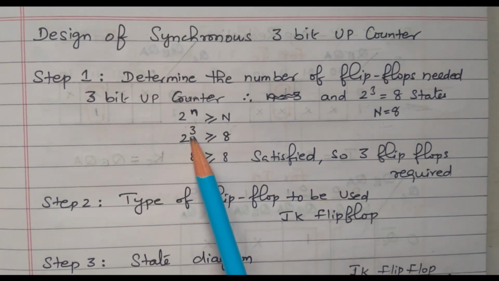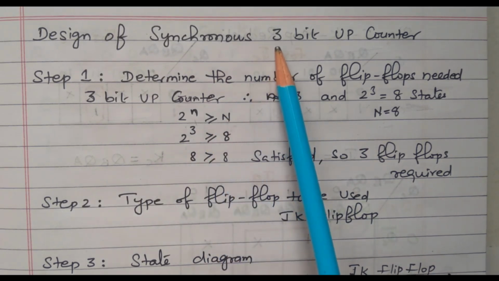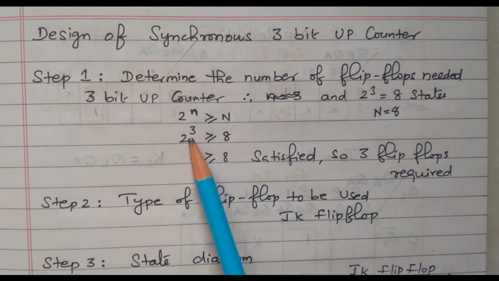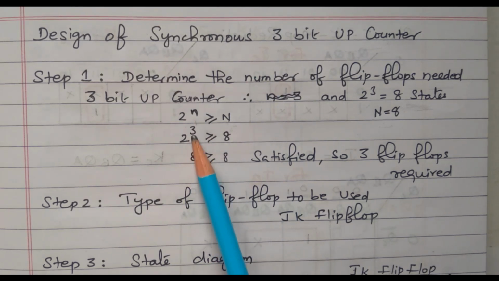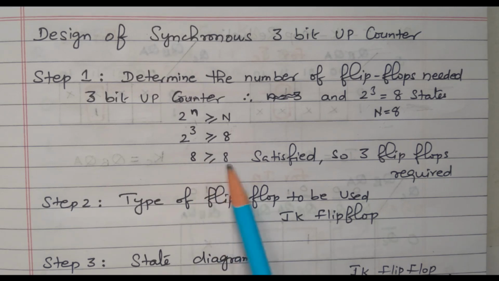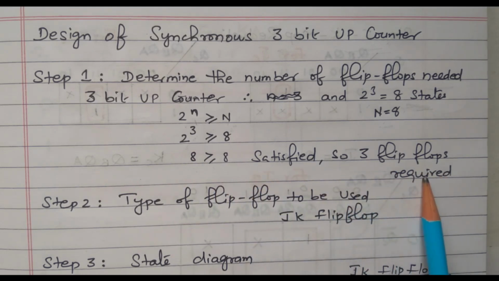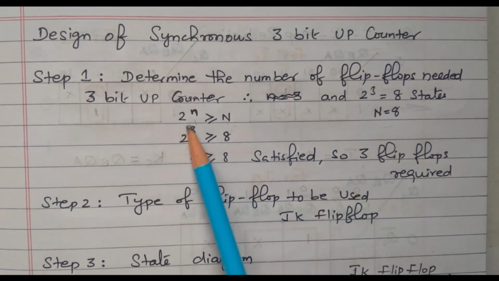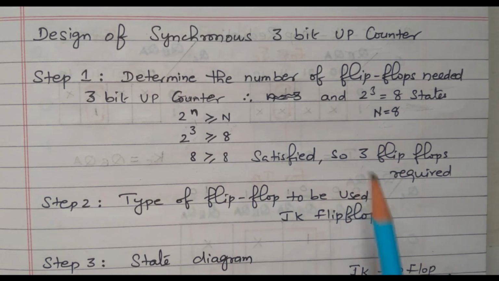Now we'll substitute. In this problem it is clearly given 3-bit, so definitely we need 3 flip-flops, right? So directly we substitute n equal to 3. 2 to the power 3 greater than or equal to 8. So 2 to the power 3 is nothing but 8. 8 greater than or equal to 8. So this condition is satisfied, both sides we have 8. So 3 flip-flops are required, right? In order to design a 3-bit up counter, what do we need? 3 flip-flops. From this condition we identify that 3 flip-flops are required.